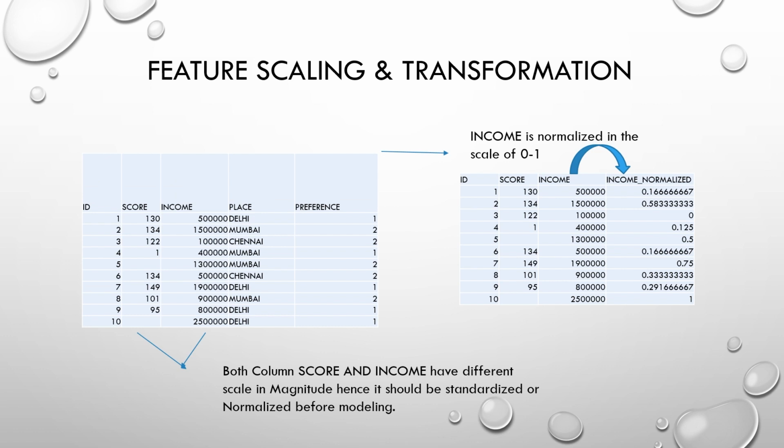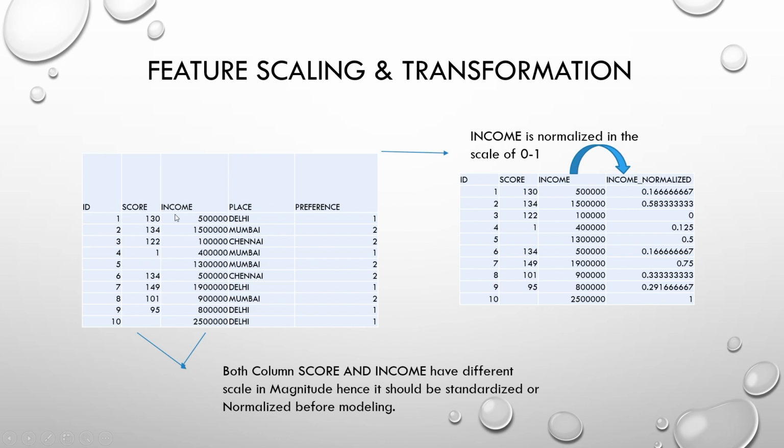feature scaling and transformation. Friends, if you look at this particular data set, there are ID, score, income, place, and preferences. So these are input features. These four are input features: ID, score, income, and place. Now if you see the nature, ID is in numerical form, score is in numerical form, income is in numerical form. Now if you see ID, I don't think it will make much difference while adding ID in model development, because it's like a sequence only.